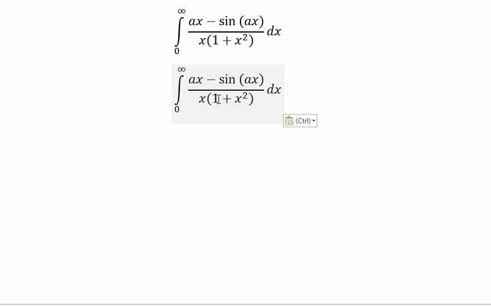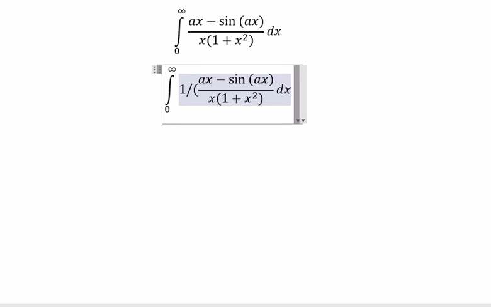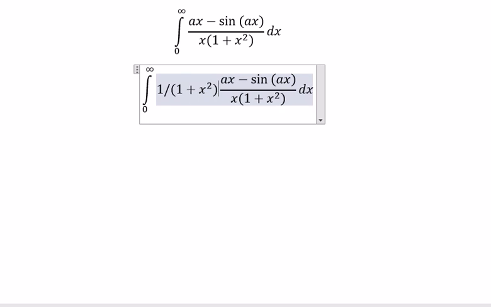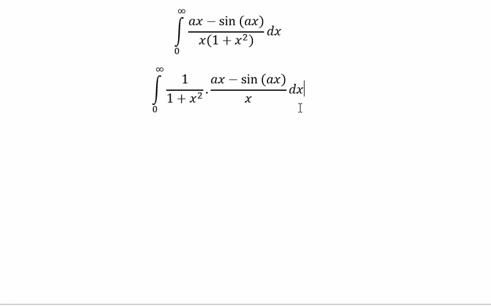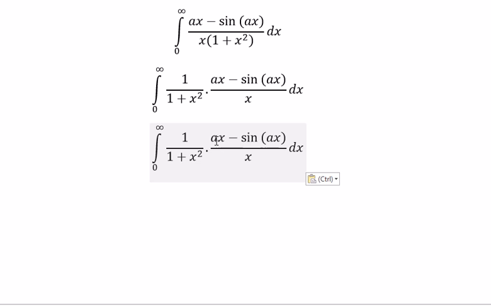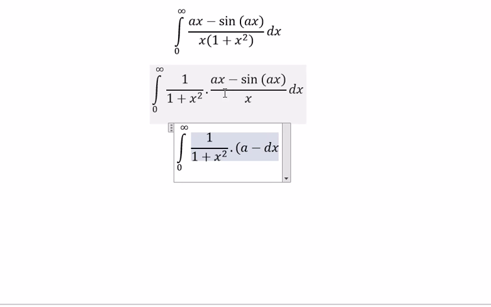First, we put 1 plus x squared in here. Next, about this one, we have ax divided by x. So you got about a, and we keep about sine of ax over x.